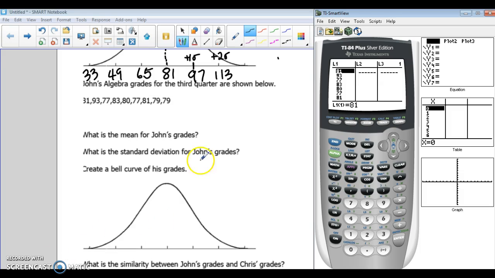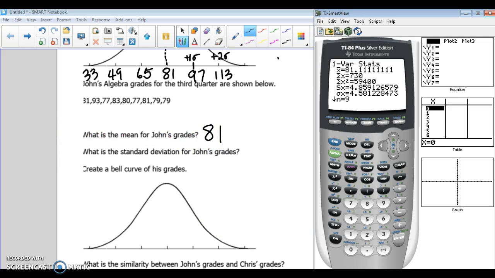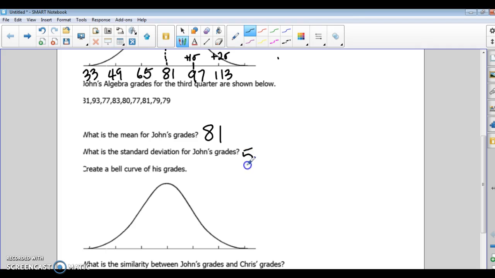Okay. So now what you're going to do is you're going to go back to stat, calc. You're going to calculate 1 var stat, press enter. Then do you see this time the mean is 81? Oh, so they happen to have the same mean, which is 81. Okay. But this time the standard deviation is 4.58. So we're going to round to the whole number. I'm going to round to the whole number. So it's going to be 5.